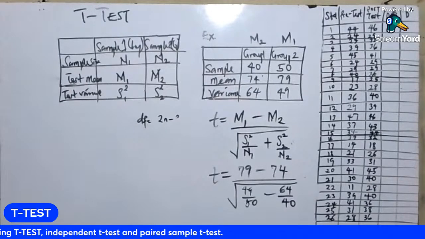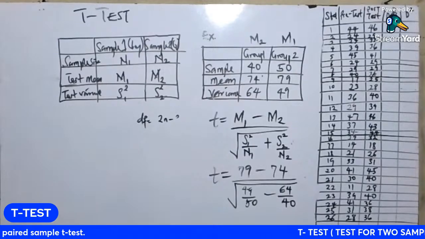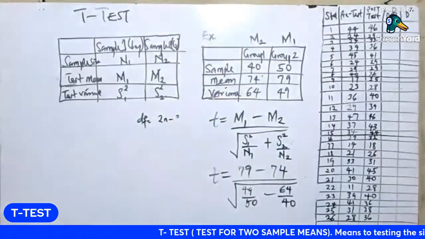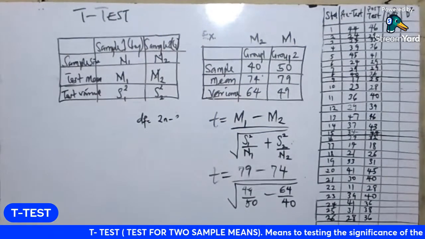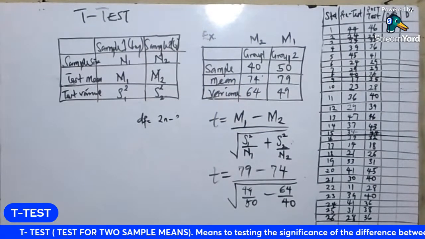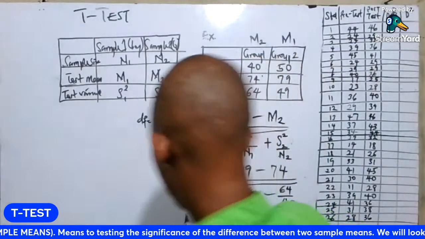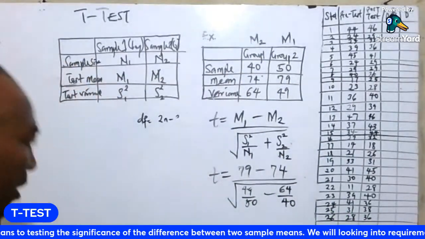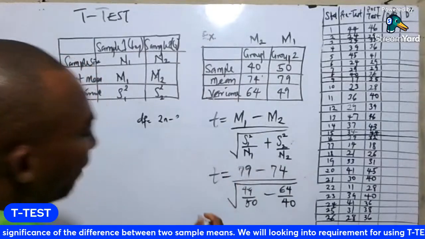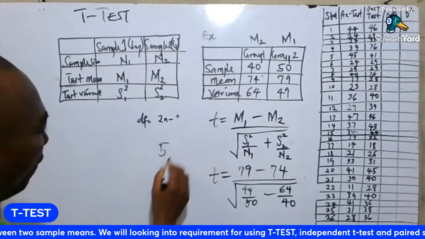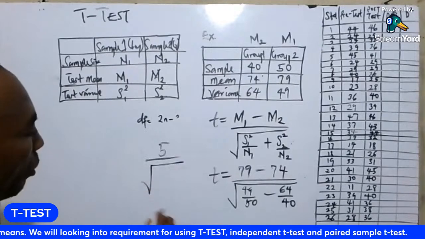So let's find the difference between the two. Don't mind, because I have to be checking if you are getting what I'm saying. If you are getting it, you can just type yes. Okay, I can see people saying yes here now. So when I take this away from this, what is this going to become? 79 minus 74 is just 5. So that means I have 5 over square root.